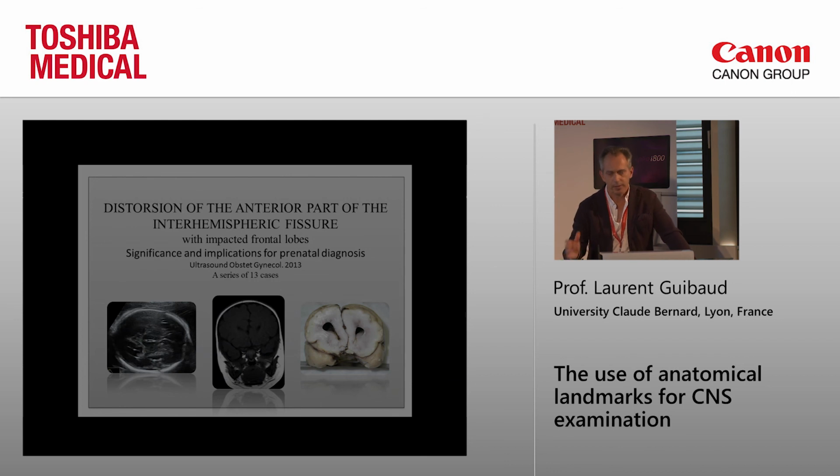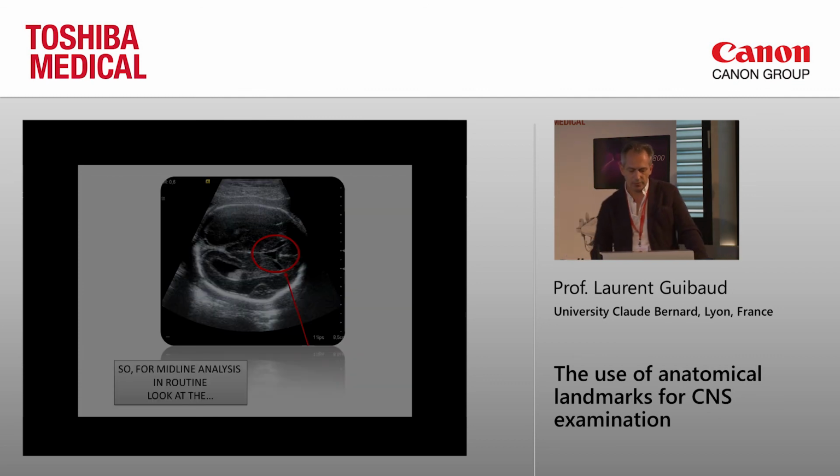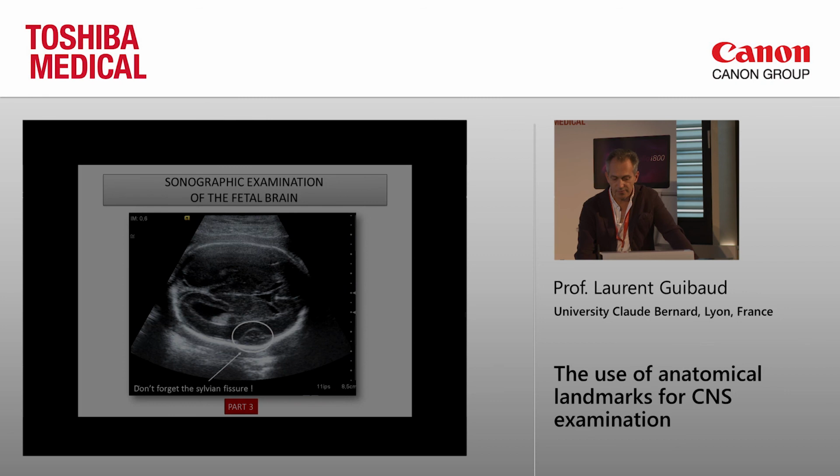So look at that, and if you have something which is distorted like that, think about the midline, look carefully and examine the brain, but if there is nothing else, the baby can be doing well, as in absence of the cavum septum pellucidum. So for midline analysis, look at the anterior complex, and after, to finish, the Sylvian fissure.